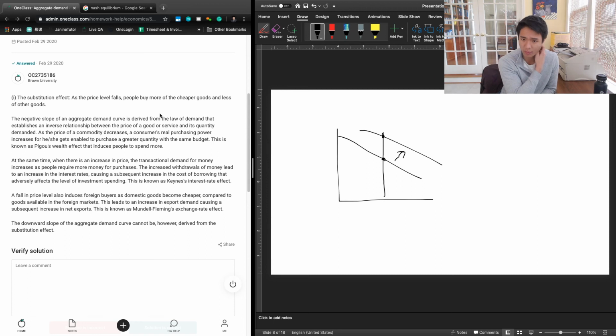At the same time, when there's an increase in price, the transactional demand for money increases as people require more money for purchases. The increased withdrawals of money lead to an increase in interest rates, causing a subsequent increase in the cost of borrowing that adversely affects the level of investment spending. This is known as Keynes' interest rate effect, so that is also correct.